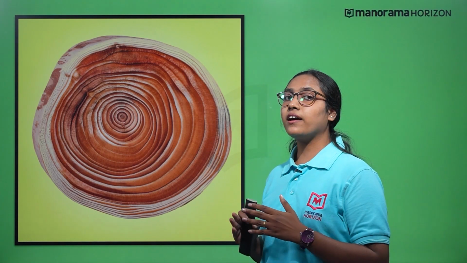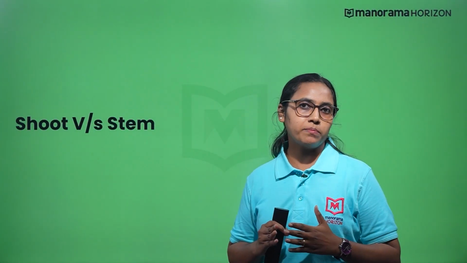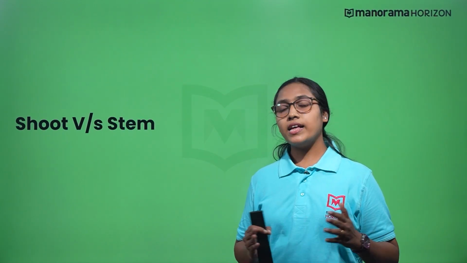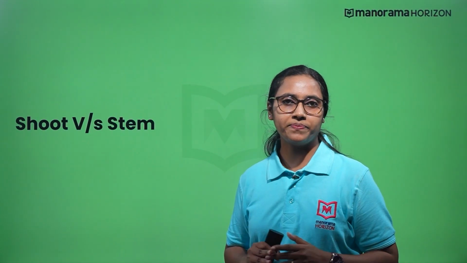The number of cambium rings give an overall age of the plant. Where are these rings present? They are in the stem. What is a stem? What are the functions done by the stem? How are these functions performed? Let's find the answer together.